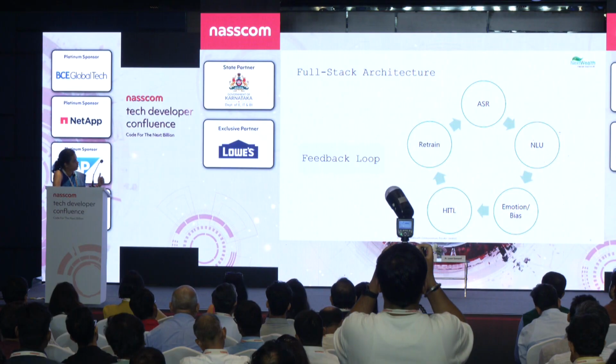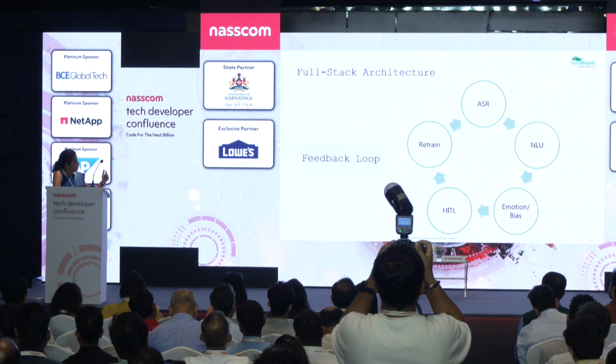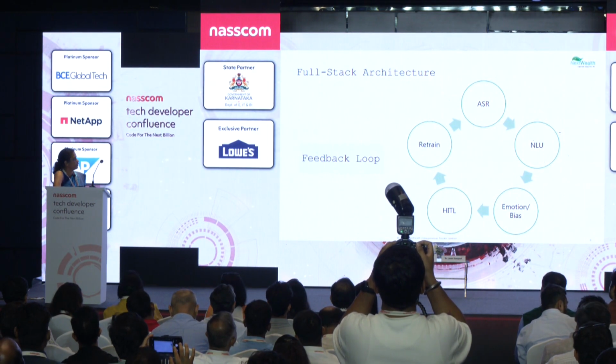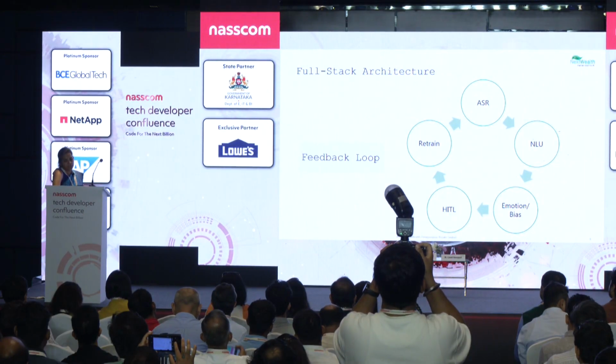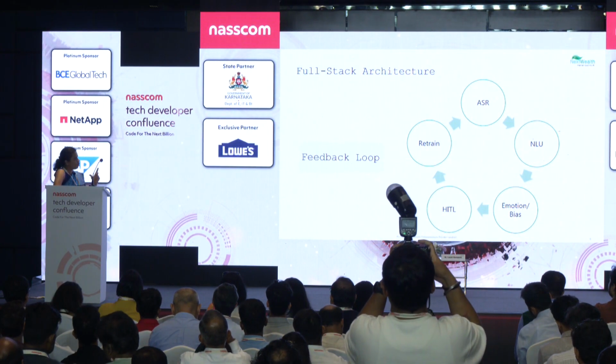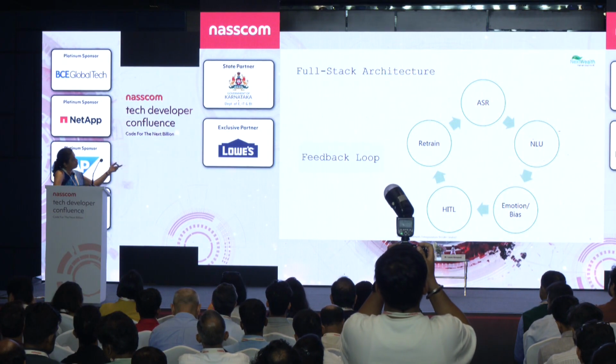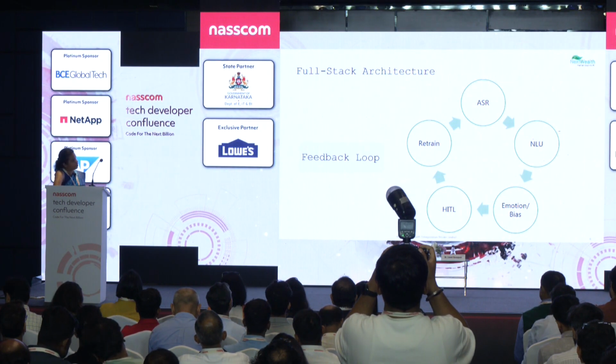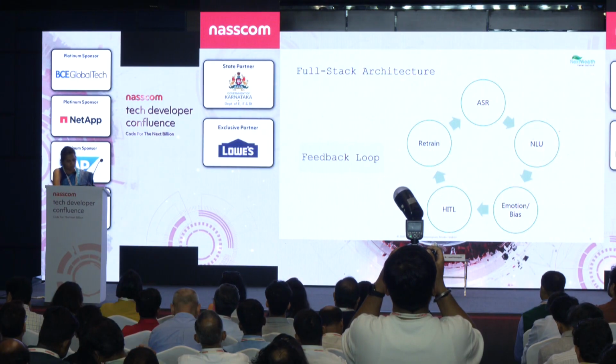Then you have your LLM doing the emotion and bias analysis, supported with HITL, right? And HITL in the cases where there is low confidence or high impact, and then we know and identify where we have to retrain, and this is the full feedback loop that we are talking about.